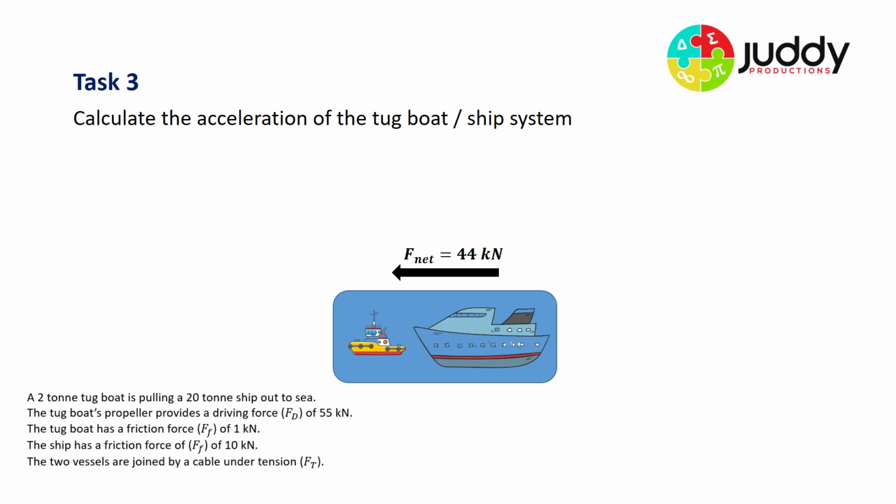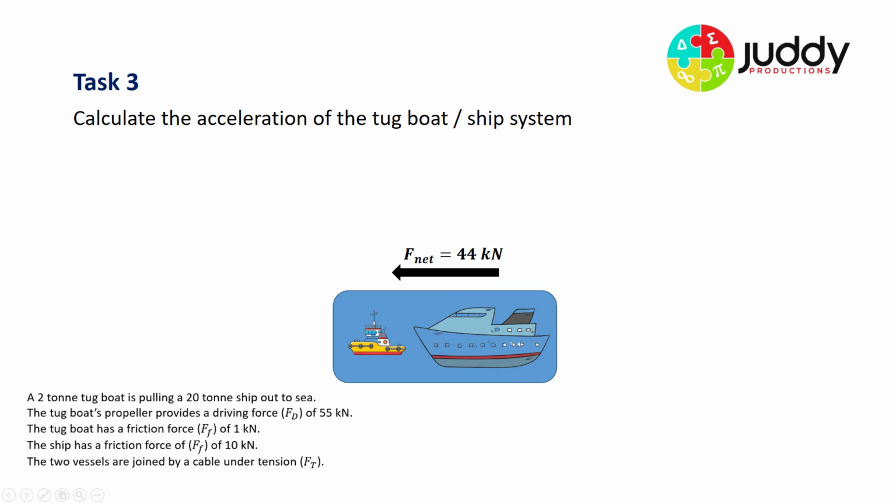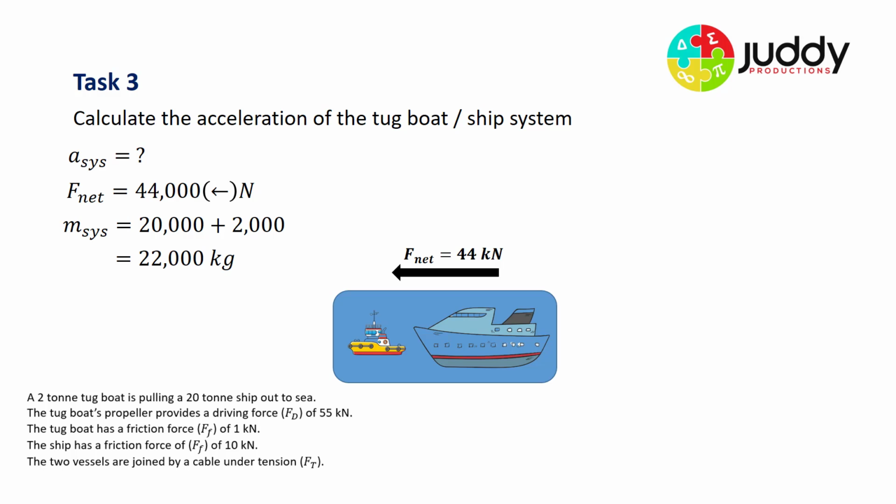Task number 3, let's calculate the acceleration of the tugboat ship system. So again, we're looking at the one system, and we know that the net force is 44 kilonewtons. We're asked to find the acceleration of the system. We know the net force in the system is 44,000 newtons to the left. We know the mass of the system, that is the ship and the tug combined, is 22,000 kilograms. The equation we have is F net equals ma, standard Newton's second law. We transpose that and we find the acceleration is equal to the net force of this system multiplied by the combined mass of the system.